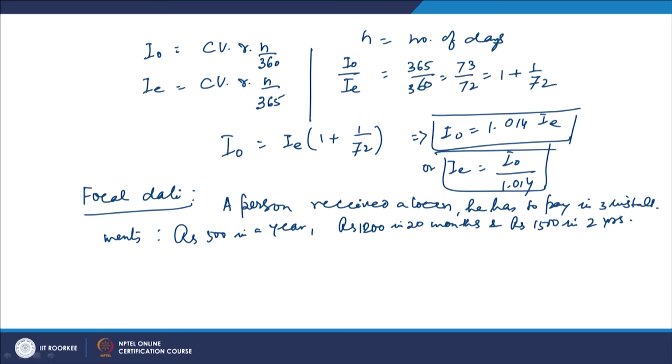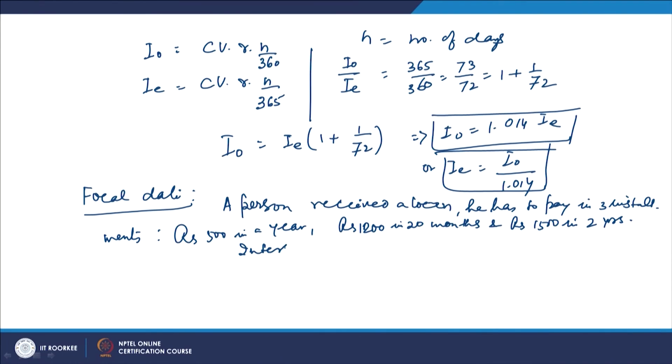What would be the amount of loan received if the annual simple interest rate is 9.5%? Now, if you want to know how much the loan was, because of which he has to pay rupees 500 at the year end, rupees 1200 in 20 months, and rupees 1500 in 2 years.